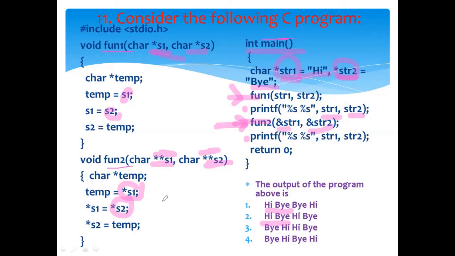It will be "bye" and "hi". So string 1 will be "bye" and string 2 will be "hi". So the next printf statement will print "bye" and "hi". So my answer for this question will be hi, bye, bye, hi. This is the output of this program.